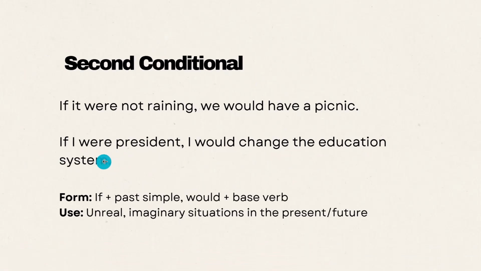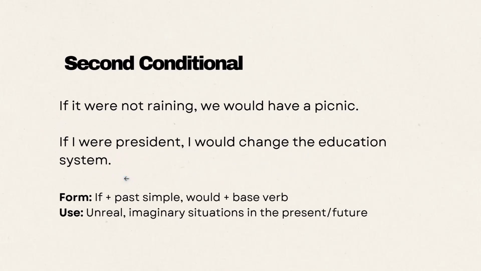So that's past simple subjunctive in the condition. And would change, so that's would plus base verb. And that's in the result. I would change the education system. This is the condition, and this is the result.